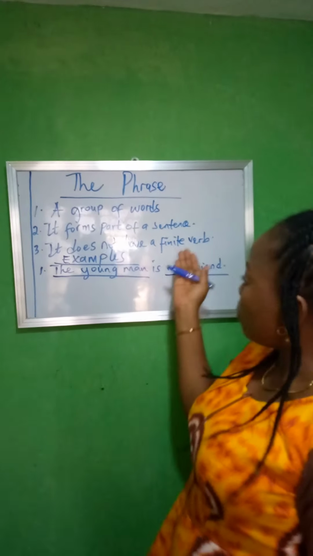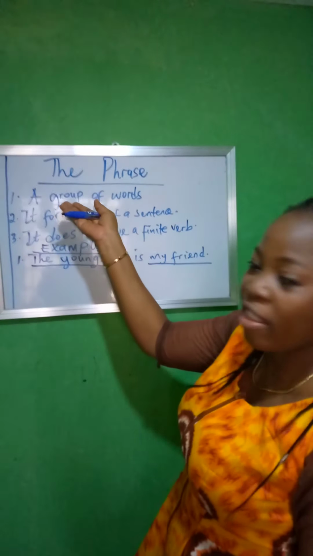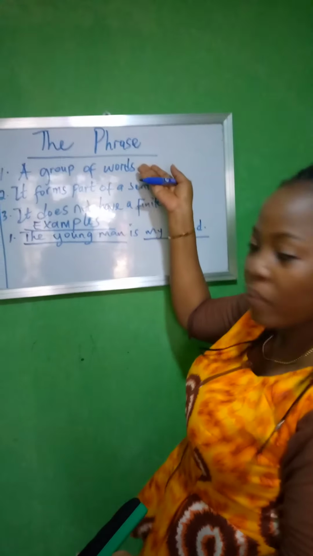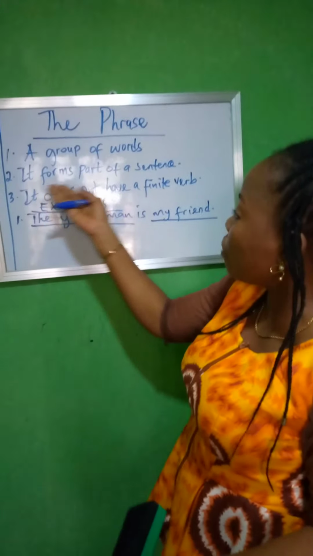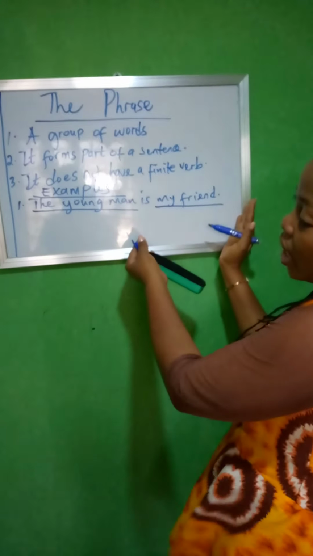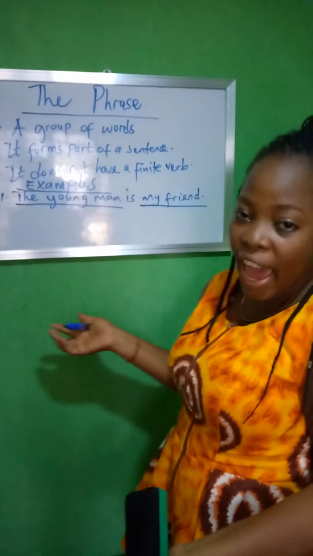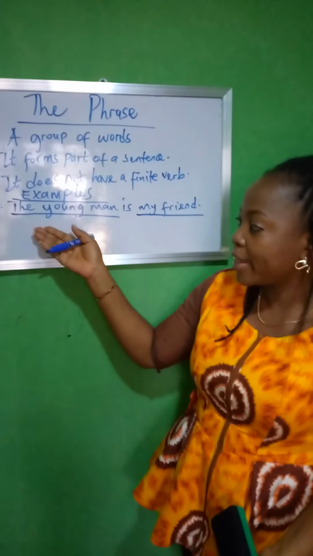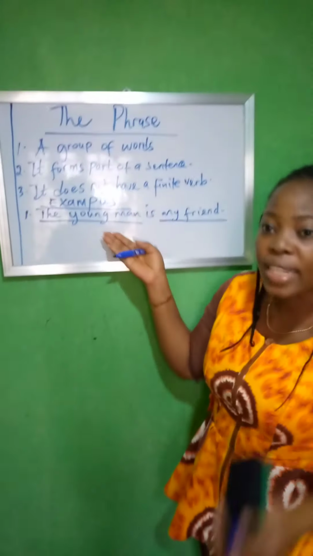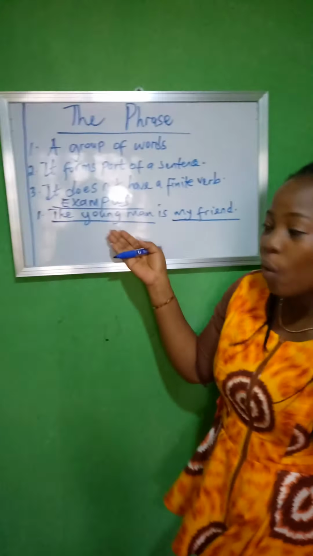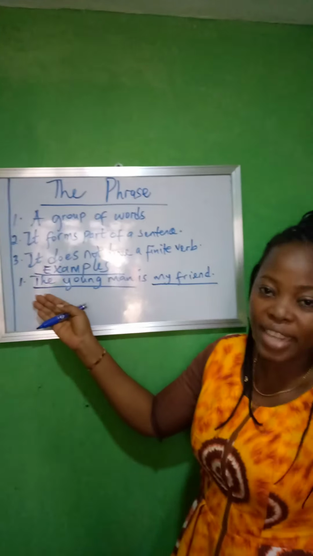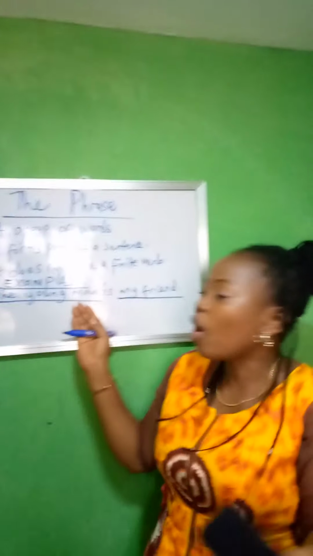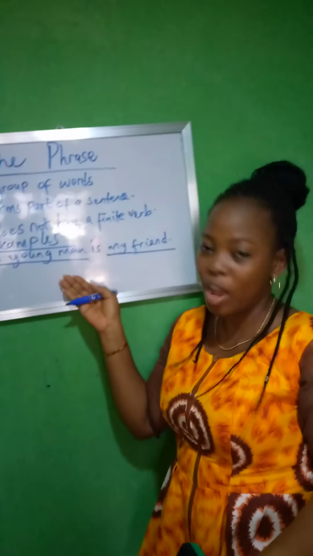So let's look at it. We've seen that it qualifies to be called a phrase because it is a group of words, according to number 1. Number 2, it forms part of a sentence. Can we see it as part of a sentence? Yes. And lastly, it does not have a finite verb. So let's look at this first phrase. Is there a finite verb in it? Is there even a verb in it at all? No. The young man. The is an article, young is an adjective, man is a noun. So there is no verb in it.